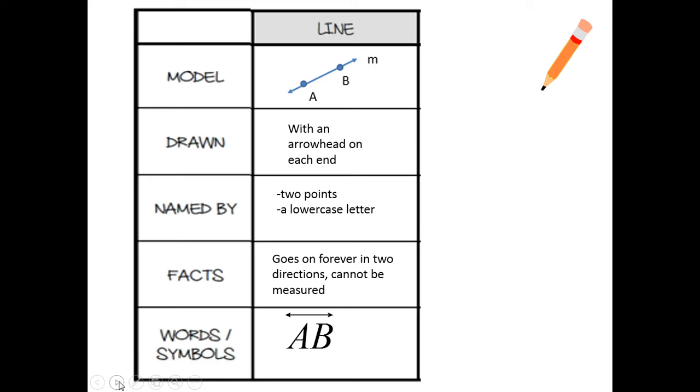Now, in words or symbols, we could refer to this line as line AB. Notice the A, the B, and the little mini picture of a line above it. You could also call it BA if you wanted to. You could switch those letters around. It's the line that has A and B on it. Or if you want to use that little M next to it, you would write the word line and then M after it.